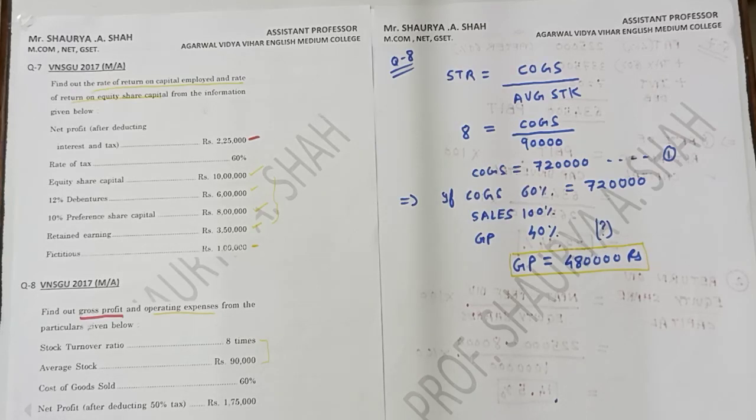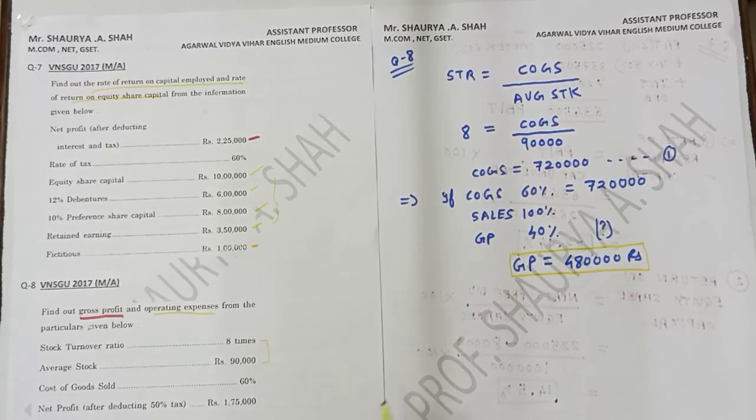What is being asked? Operating expenses. Now what is operating expenses, dear students? It is as simple. First you will get sales minus cost of goods sold, you will get GP. From that GP you deduct the net profit, that will give you the operating expenses, right? So net profit, which net profit? Net profit before tax, right?